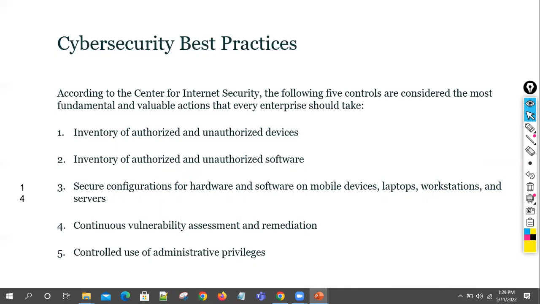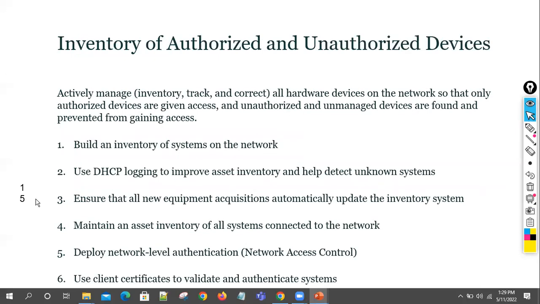Then we need to go to the software inventory. What software and applications are we using across the organization? We need to have a proper inventory of authorized or unauthorized software. In the same way, we need secure configuration of hardware, software, and mobile devices, continuous vulnerability assessment, and controlled use of administrative privileges. We need proper control over the administrative privileges which we have given to users.